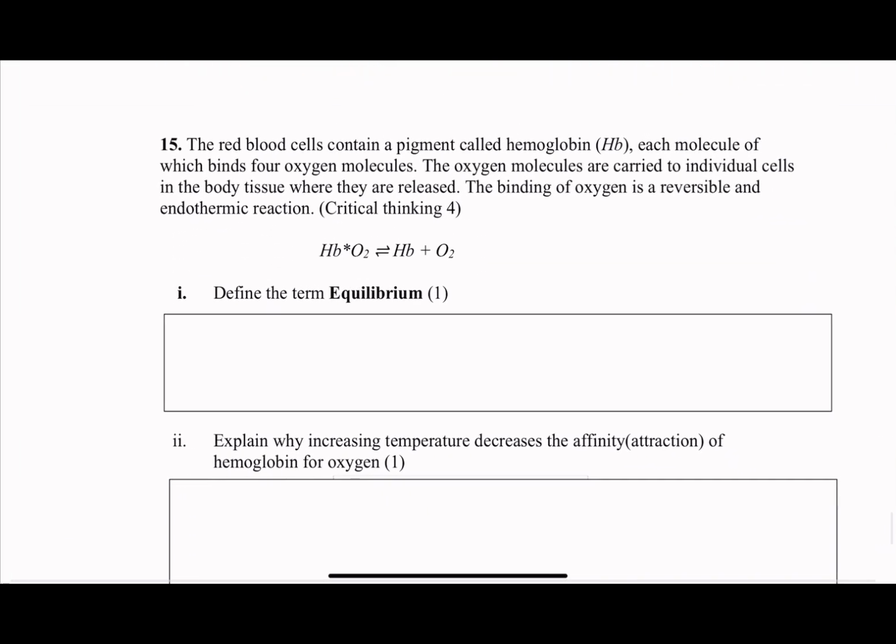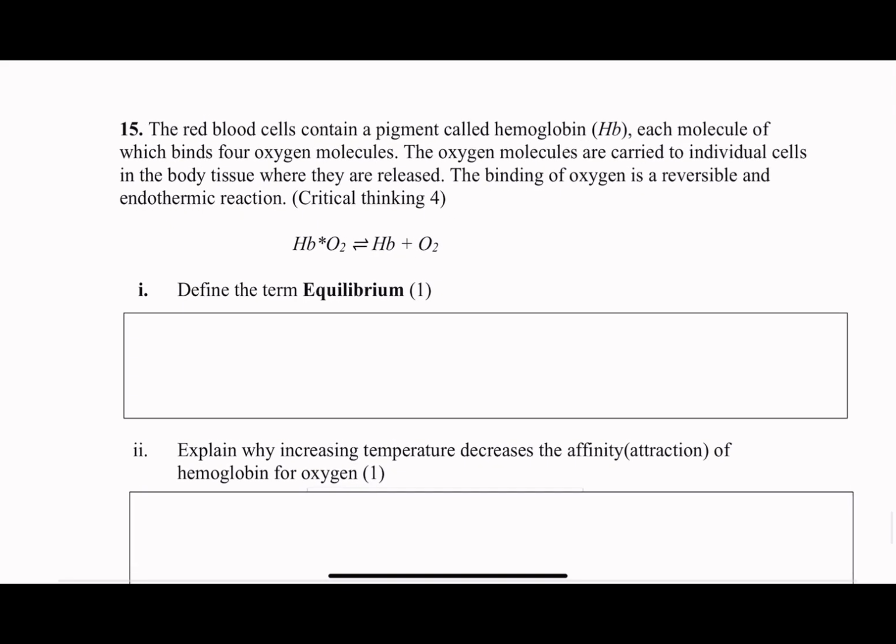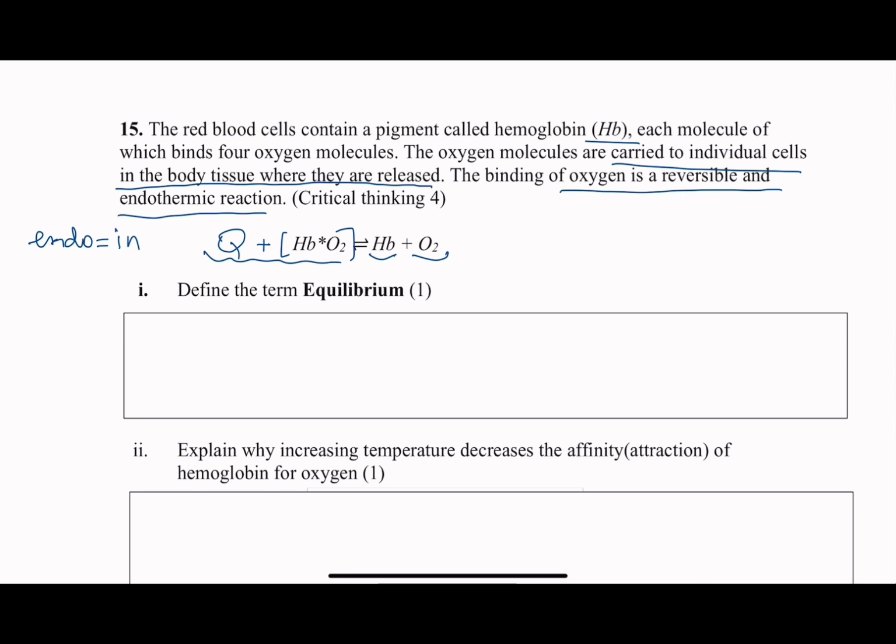Now we're going into the 15th question. So in here, the red blood cell contains a pigment called hemoglobin. I showed you guys this picture. Hemoglobin binds with oxygen and makes this product, hemoglobin bound to oxygen. Oxygen molecules are carried to individual cells in the body tissue where they are released. The binding of oxygen is a reversible endothermic reaction. Endothermic means that we will put in heat on the reactant side. Endo means in. We put heat inside the reaction.